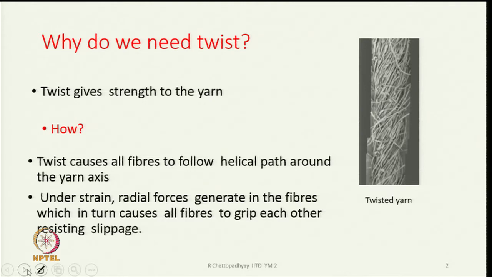A twisted structure is shown on the right hand side. We can see the way the fibers appear on the surface of the yarn. This helical nature of the fibers on the surface of the yarn is quite visible here.